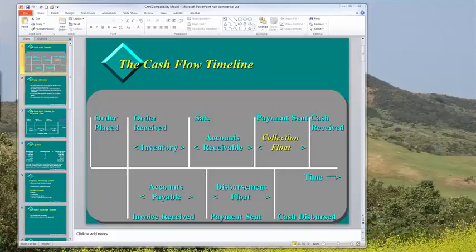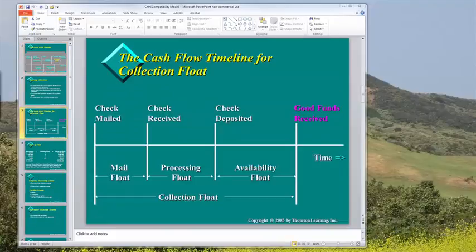Within this section that's highlighted in yellow called collection float are three subsections. Mailing time, how long it takes us to deal with the check once it's received, and then once we've deposited it, how long will it take until the funds are available to us.